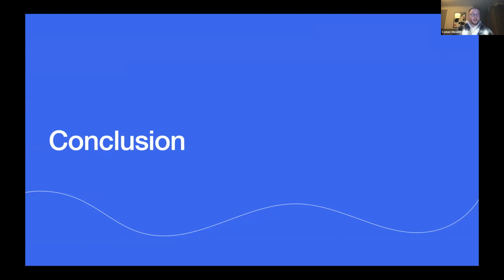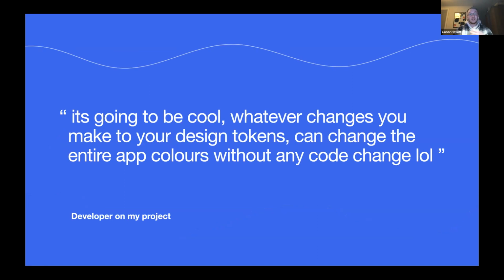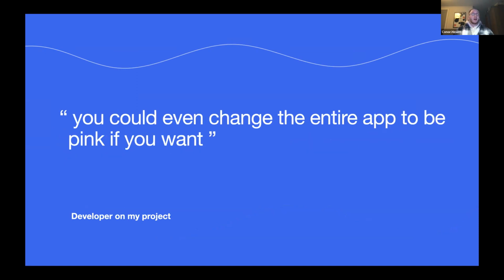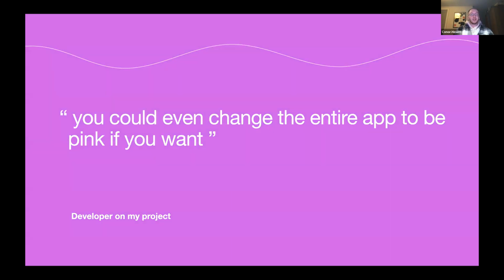And then before I end here, I'll go to a little quote that I really like. This is a quote from one of the developers on my team, one of the developers that helped me set up the automation for the design token process on my project. They said, it's going to be cool. Whatever changes you make to your design tokens can change the entire app colors without any code change. You could even change the entire app to be pink if you wanted to.